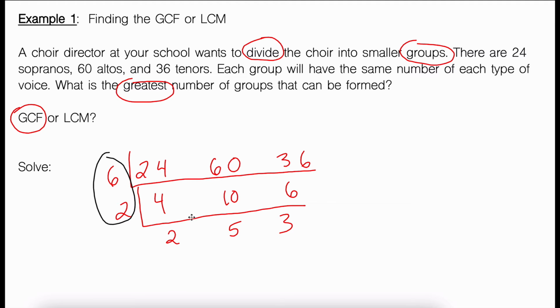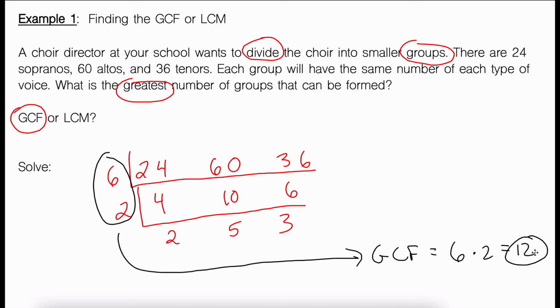It's the product of the two factors I pulled out. So the greatest common factor is 12. And I should add to this little lesson that when you have a greatest common factor word problem, the GCF most often represents the number of groups.